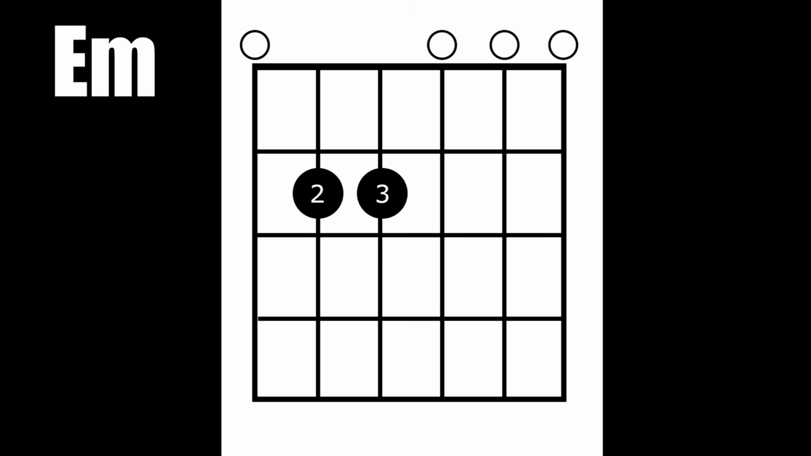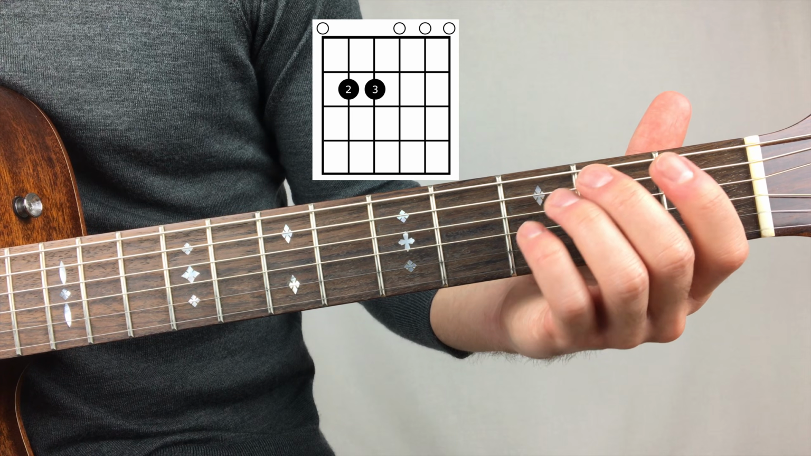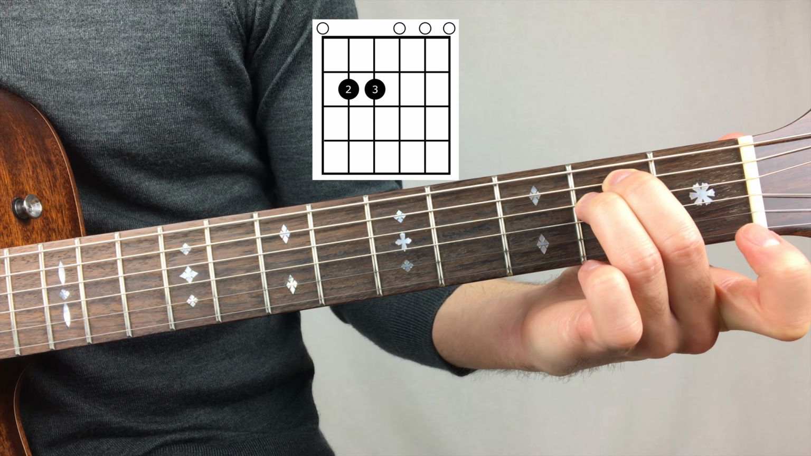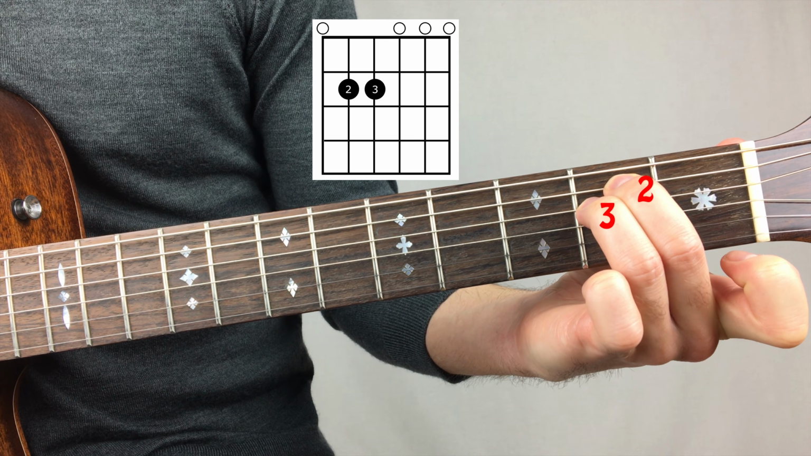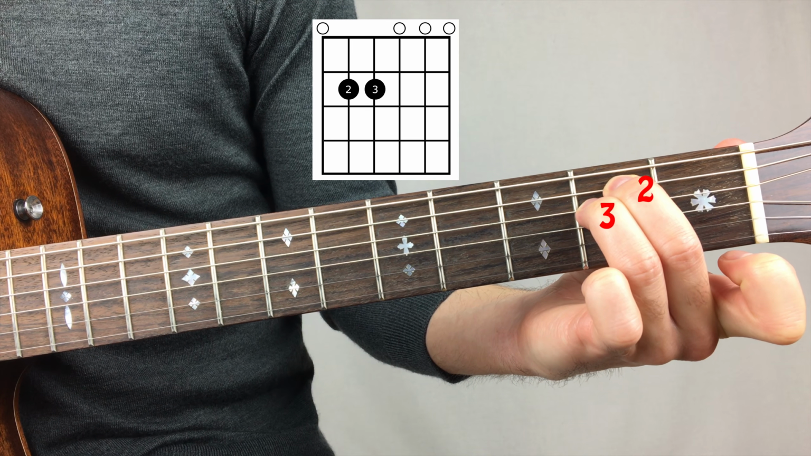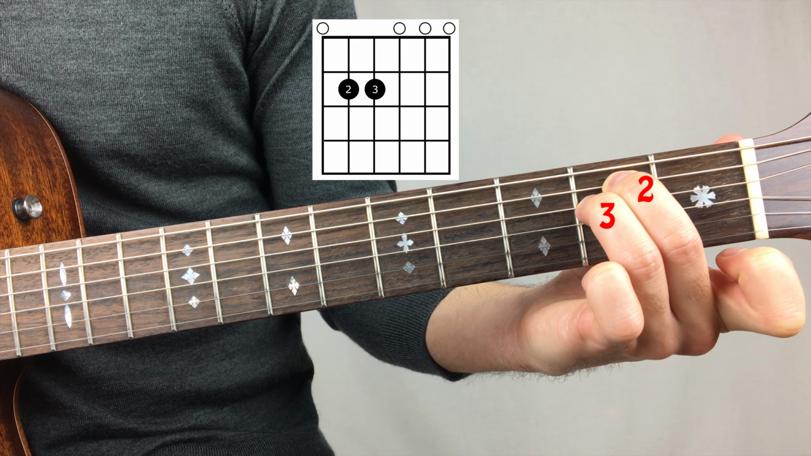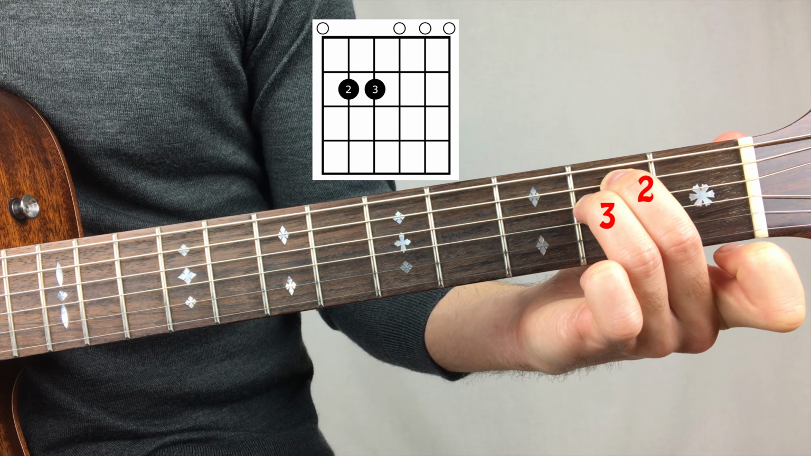But wait, which fingers are we going to use to fret those notes? Well, not to worry. Most chord diagrams place numbers in the dots to tell us. So, for E minor, we are going to use our second finger on the A string and third finger on the D string. Now you know how to read chord diagrams, and you can start playing as many chords as you want from your favorite songs.